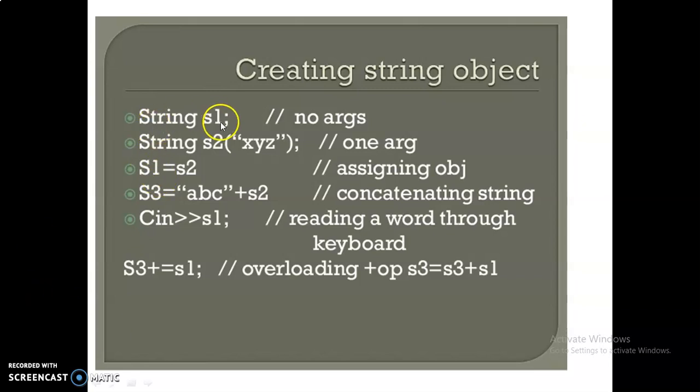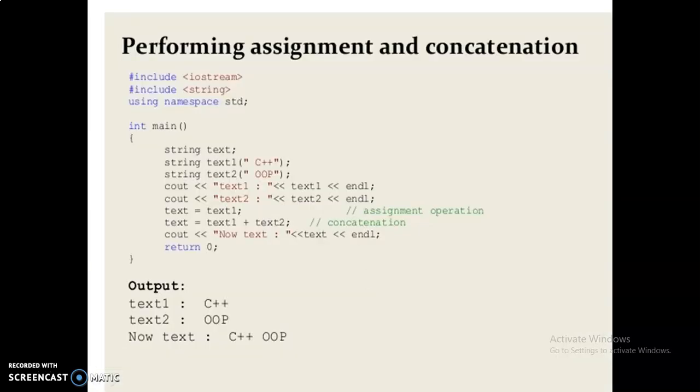This is the string class. s1 is the object of the class. This is the constructor with no argument, with one argument, assigning the object to another object, concatenating the two strings, reading the word through the keyboard. This is the overloading operator, overloading the plus operator, s3 equal to s3 plus s1. So this is a normal operation of assignment and concatenation performed in C++.